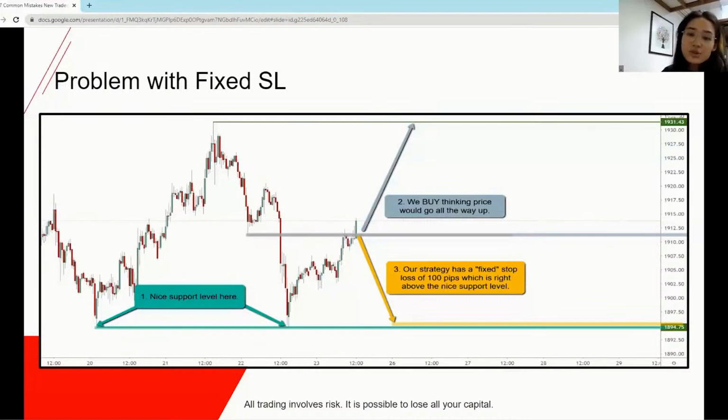So here's an example to show you why you shouldn't have a fixed stop loss. Here we have a support level with two swing lows in line with one another. Price has bounced off this support level, and we are expecting it to continue to rise to the swing high resistance. So our stop loss of 100 pips is fixed at the 1894.75 level at the support level.